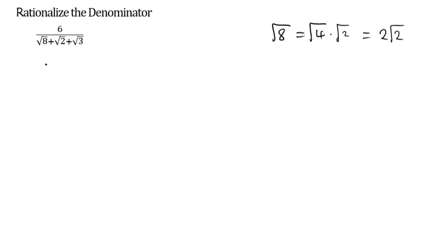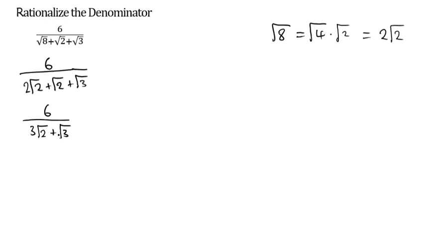This means that we can rewrite this so that we have 6 divided by 2 root 2 plus root 2 plus root 3. So 2 root 2 plus root 2, when added, will give us 3 root 2 plus root 3. So now we can rationalize.